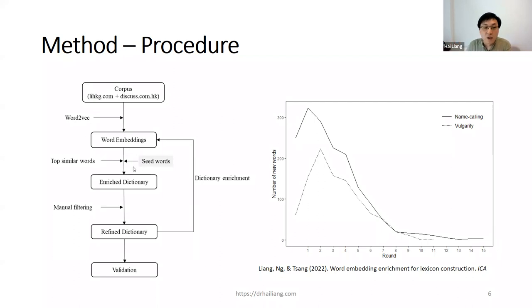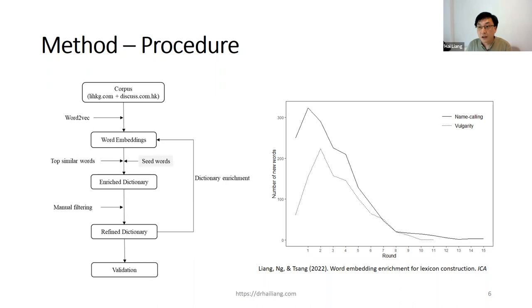So anyway, we want to enrich the seed words, the dictionary. How to enrich that? We just use the word embedding, as I just showed you in the example for cat. We easily find the top similar word is kitten. In a similar way, for each word in the seed words, we search the top similar words, and this can enrich the dictionary. And then we manually filter.